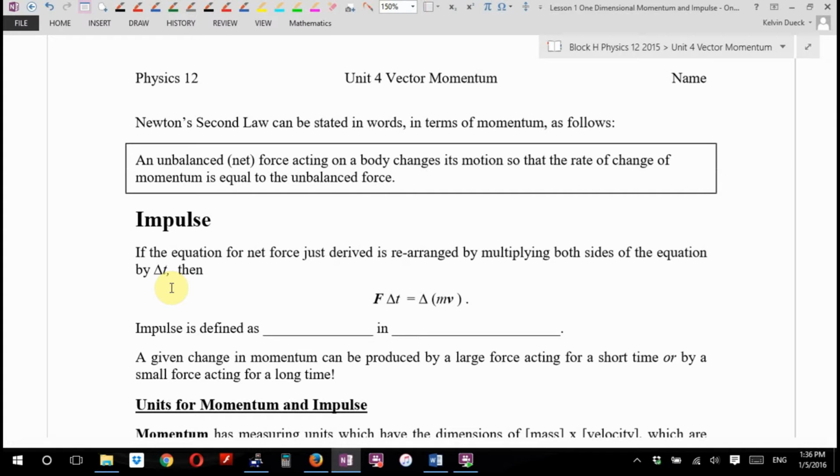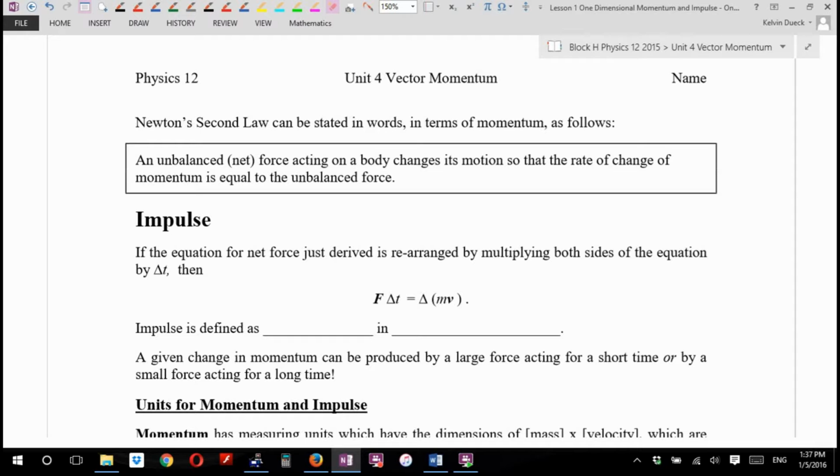Newton's second law can be stated in words in terms of momentum. So in English, we said Newton's second law: mass times acceleration is the force, the unbalanced force. If you want to phrase it in terms of momentum, if you have an unbalanced or net force acting on a body, that changes its motion, so the rate of change in momentum is equal to the unbalanced force. Momentum is mass times velocity. Change in is final minus initial.